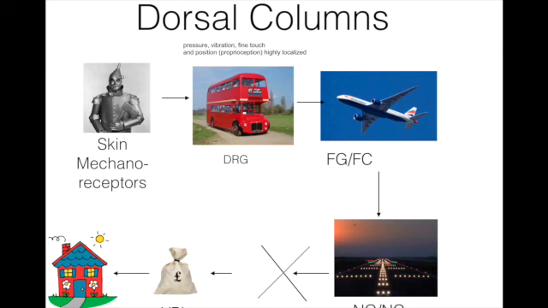And then it will project to either nucleus gracilis or nucleus cuneatus, and then cross in the medulla and travel in the medial lemniscus to the VPL of the thalamus, and then to the somatosensory cortex. So here's the little story to remember this.